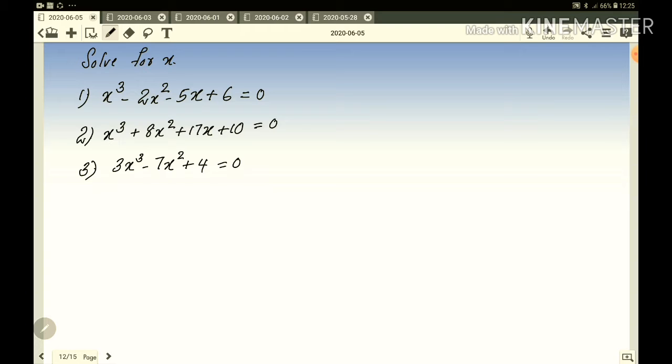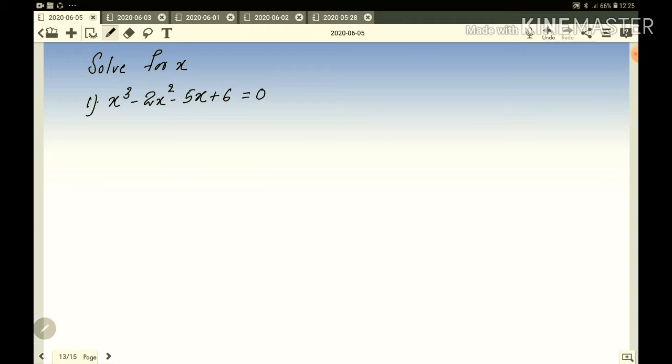I'm going to solve them one by one, starting with the first question, that is x cube minus 2x square minus 5x plus 6. It is in standard form because we can see a, b, c, d all are there, right? A is 1, b is minus 2, then c is minus 5 and d is this constant. So you have to find the first x value.